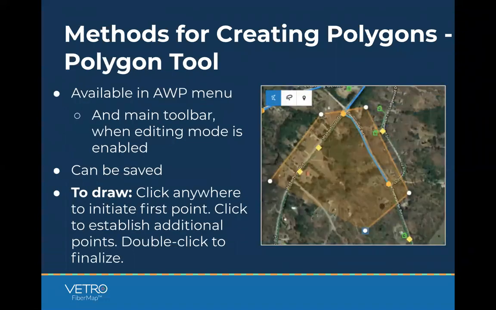And then with the Polygon tool, these can be saved, and they can again be saved in the global layer and a plan layer. The way that these are drawn is you click anywhere to originate, you click to add any of the corners of your polygon, and then you double click to finalize.